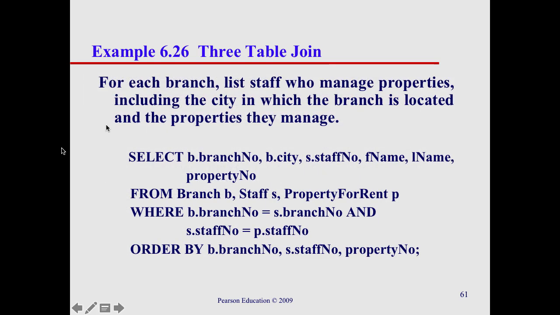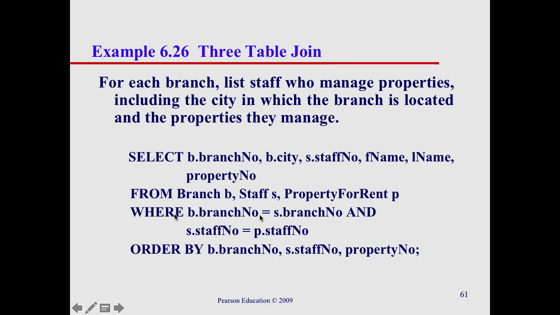So in this case, we want to get the branch number and city from the branch relation, the staff number, first and last name from the staff relation, and the property number from the property relation. And you'll see we're only prefixing some of the attributes where there might be some ambiguity as to which relation they're from. Then you can see a comma-separated list of the three relations that we're using. And in this case, there is no selection of a single tuple. It's just a straight join.